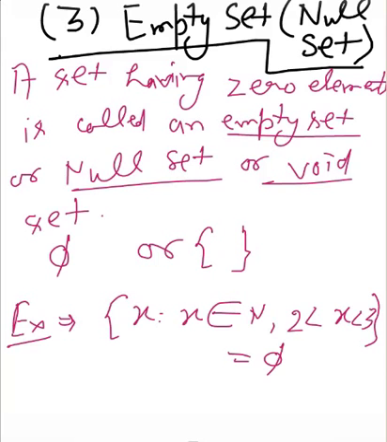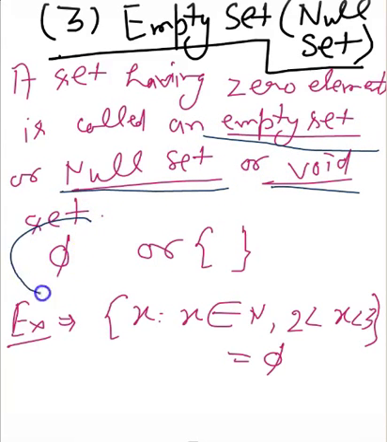Moving to the next set, that is pretty much important and conceptually it should be clear, that is the empty set. An empty set is a set where there is no item or no element present. Then we say that this is an empty set. So a set having 0 elements is called an empty set or null set, or sometimes a void set. But mostly it is pronounced as a null set or the empty set, and we basically represent it as phi.